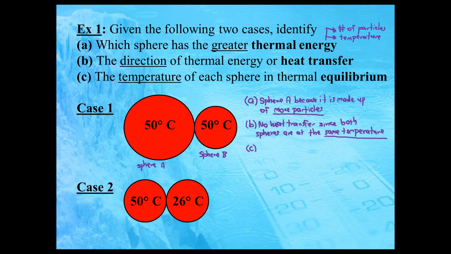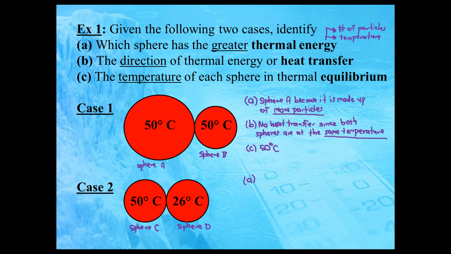C, what's the temperature of each sphere in thermal equilibrium? Well, they're already there. They're already in thermal equilibrium, therefore their equilibrium temperatures would each be 50 degrees Celsius. Okay, let's go to case 2 now. So in case 2, let's call this one sphere C. We'll call this one sphere D.